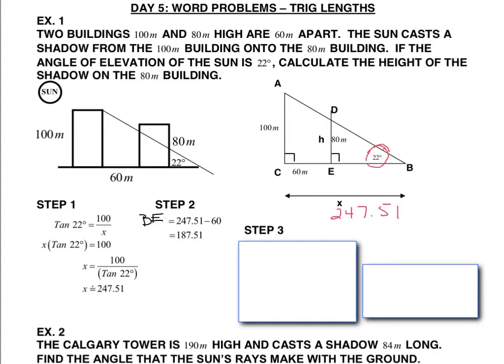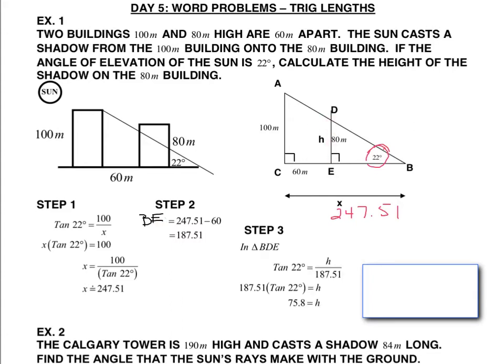And then step 3 is going to be finding out what H is, and then we just finish it off. If we look, it's nice to say what triangle you're working with, BDE, but we're actually finding out what H is, which is just this portion right here. This is still our reference angle, so we have this side, which is opposite, over BE, which is adjacent. So we just write that out. Tan of 22 is opposite, which was H, over adjacent, which was the 187.51. Bring this to the other side and multiply, and we finish off.